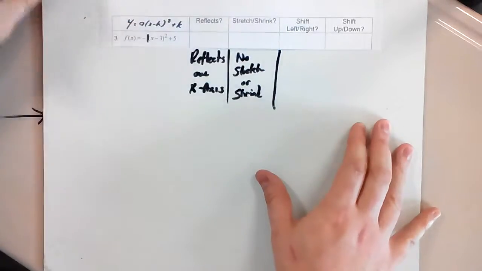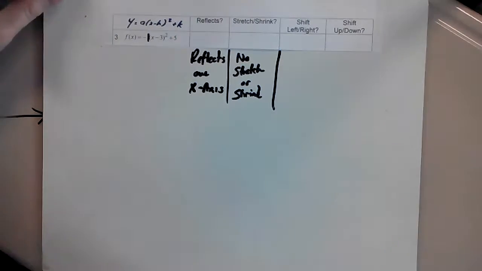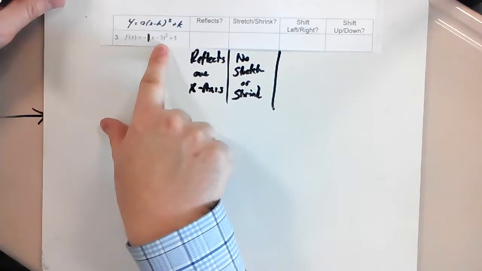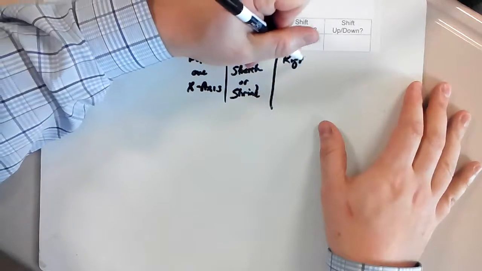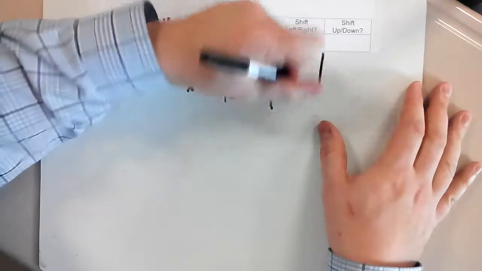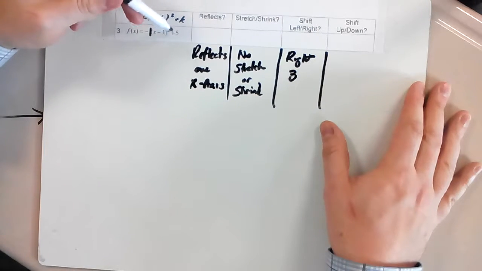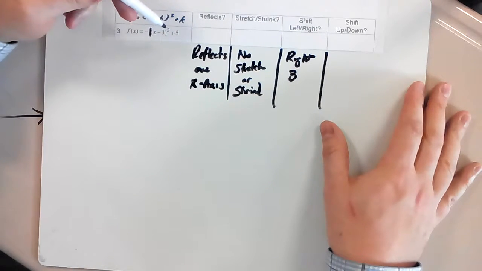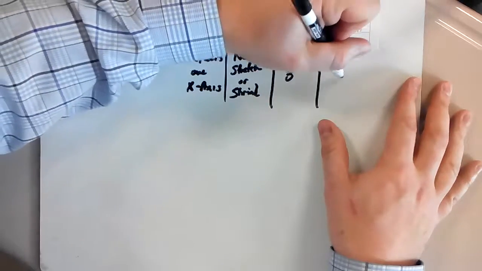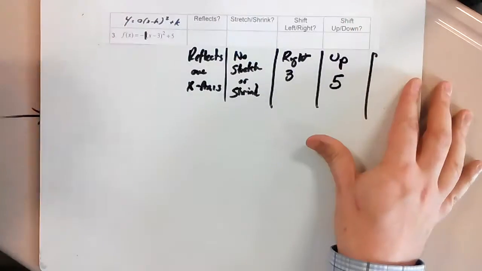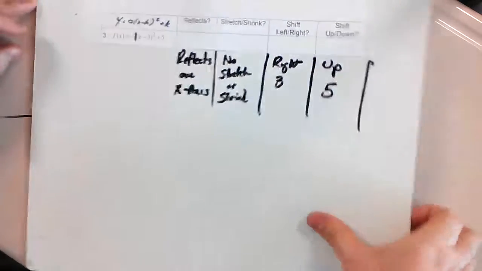Now we want to know if it's going to go left or right. Well, that's -3. Remember we said that's opposite. So it's going to shift right 3. Then K is the vertical shift, and it's going to shift up 5. Okay, let me do that again.